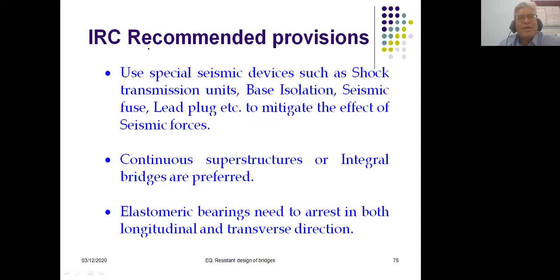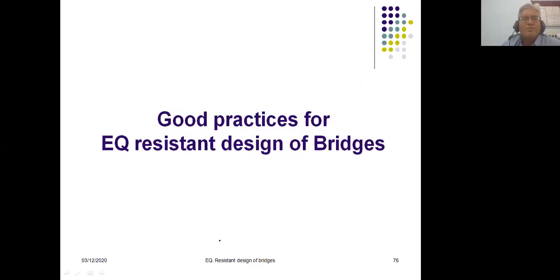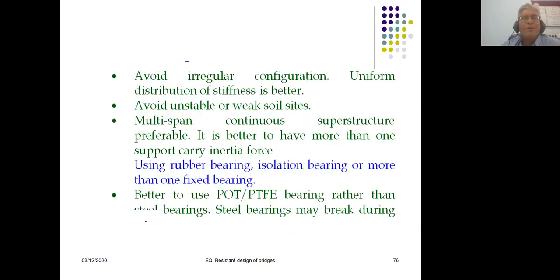IRC has also recommended the use of special seismic devices such as shock transmission units, base isolation, seismic fuse, and lead plug to mitigate the effect of the seismic forces. Continuous superstructures or integral bridges are preferred, right? Elastomeric bearings need to be arrested in both directions, longitudinal as well as transverse, so that the superstructure will not collapse.